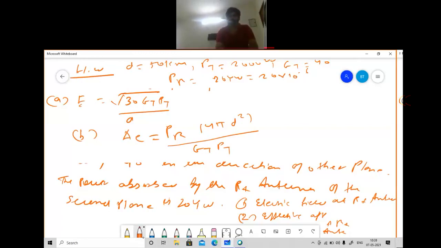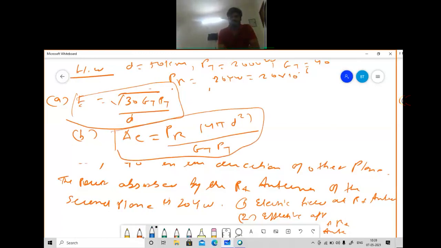So please try to solve it by yourself. For the first problem, we have to apply this formula, which I told you in the last class. And for the second part, antenna aperture, you have to apply this formula for A.